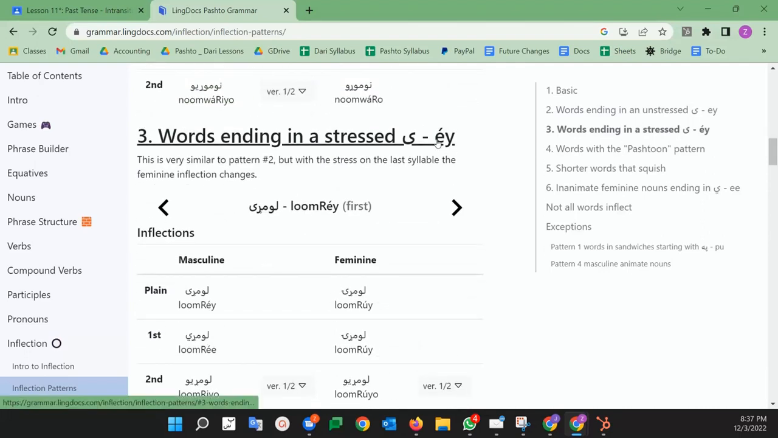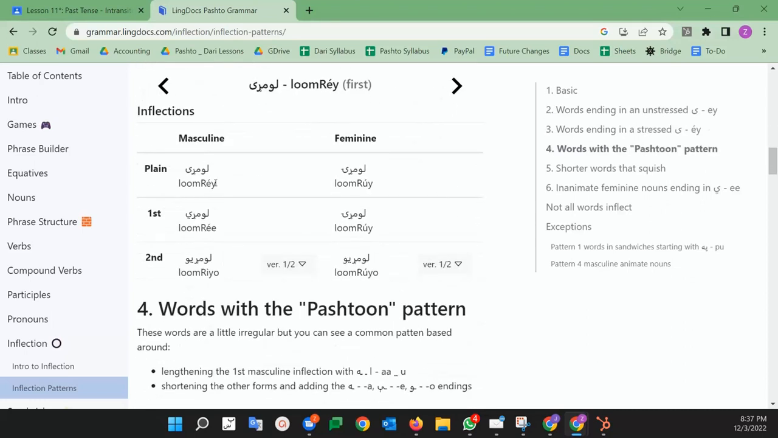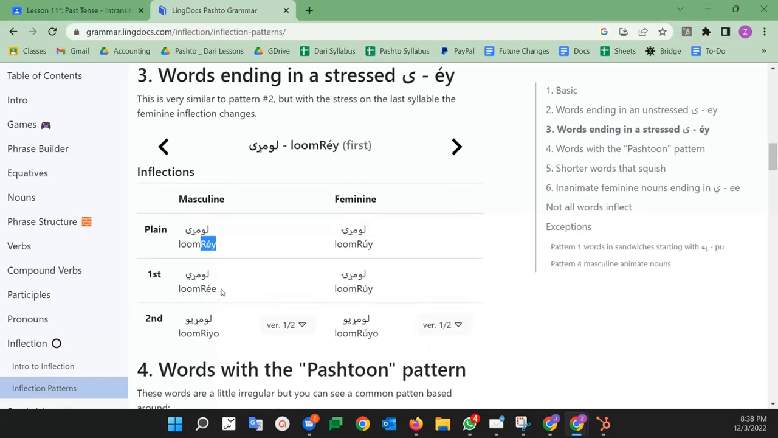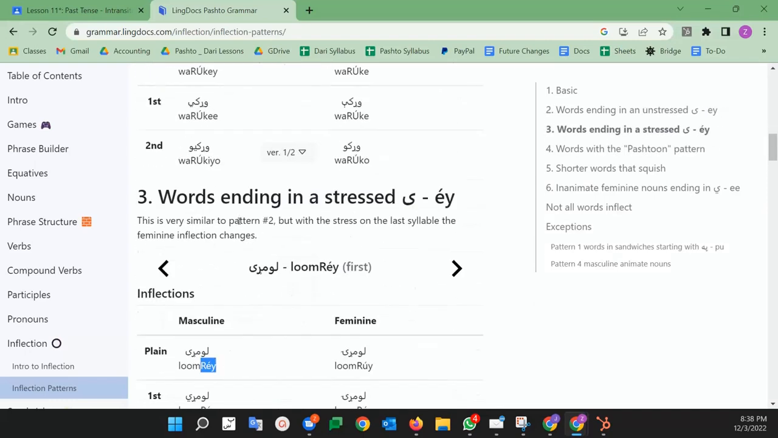Now let's talk about when the stress is on the end of the word. Notice the stress here is waruke, so ru, in the middle of the word. But here the stress is on the end of the word: lumrei, lumrei, lumrei. For the masculine, the pattern's the same: lumrei, lumri, lumrio, or lumro. That's the exact same as the unstressed, so it doesn't matter for the masculine.